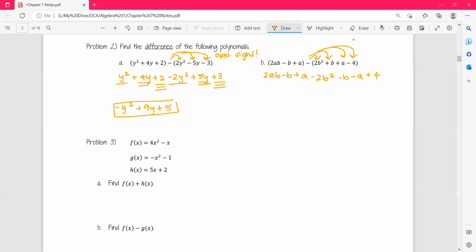Let's combine like terms and put it in standard form. We need the greatest exponent in the front. So that's going to be this negative 2b squared. And then this guy has two terms, so that is next. Plus 2ab gets written next. It's a positive 2ab. Minus b minus b, that becomes negative 2b. A minus a, that's 0, plus 4.